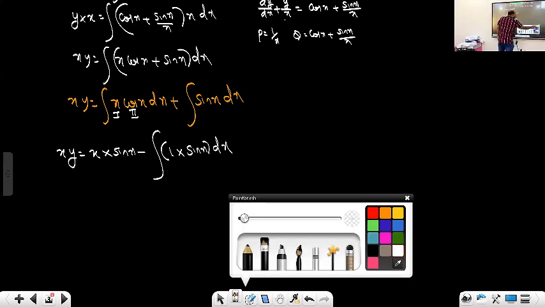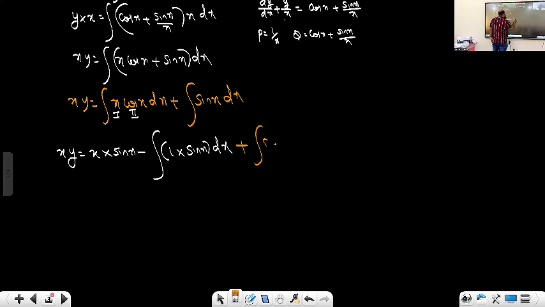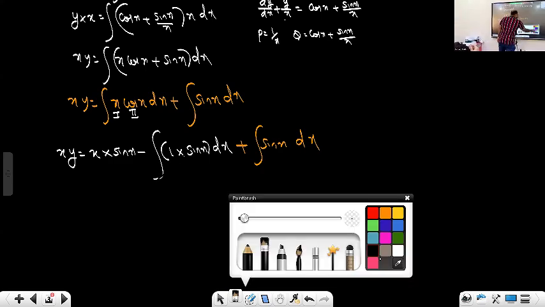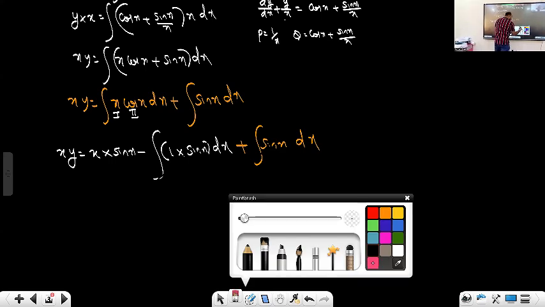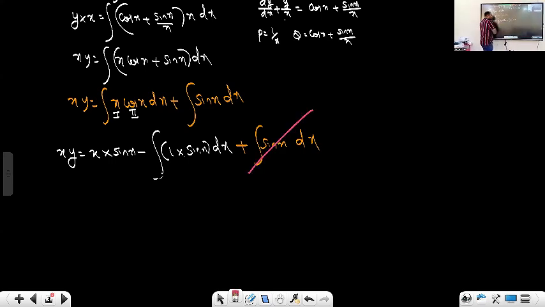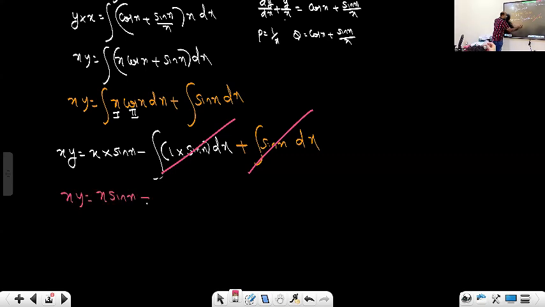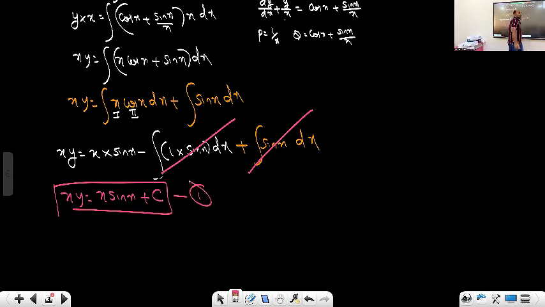Now, I told you, the second one, no need to do anything, let it be like that only. The reason is, this and this cancel, both are the same. This and this cancel. One is plus, one is minus. What is the balance? Tell me. xy equal to x sin x plus c. This we are calling what solution? General solution. Check each and everything.